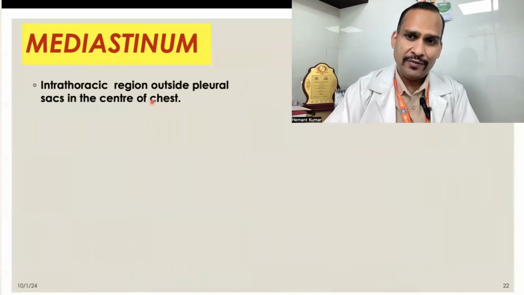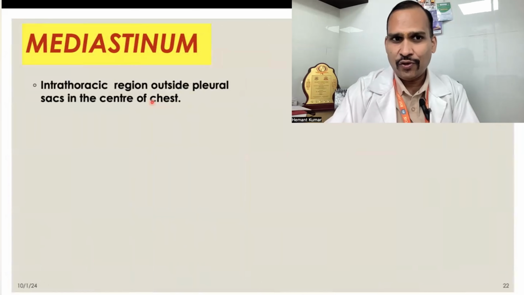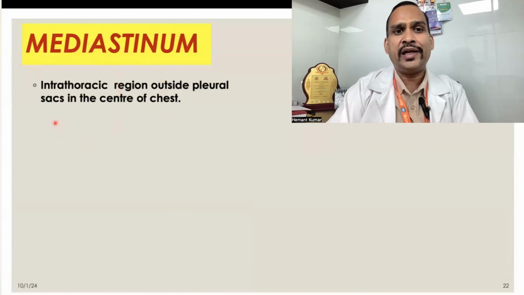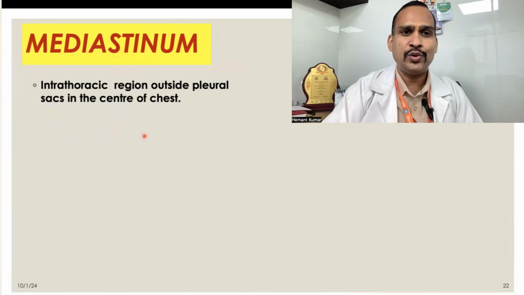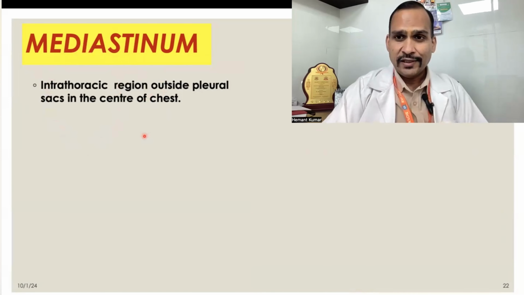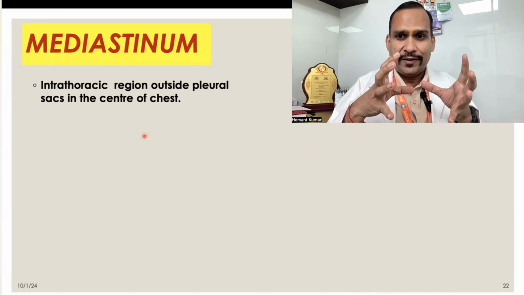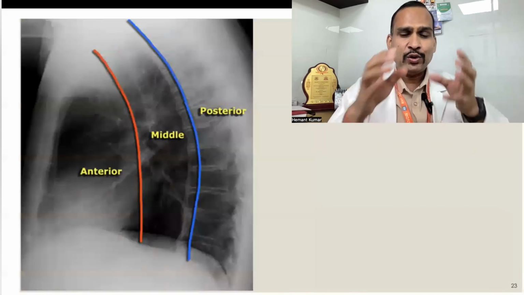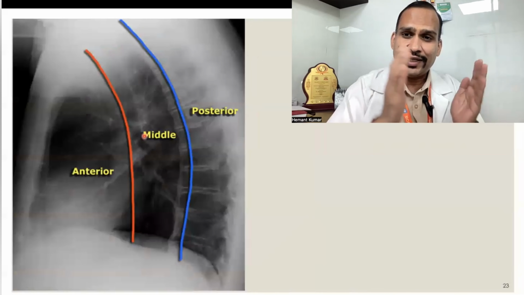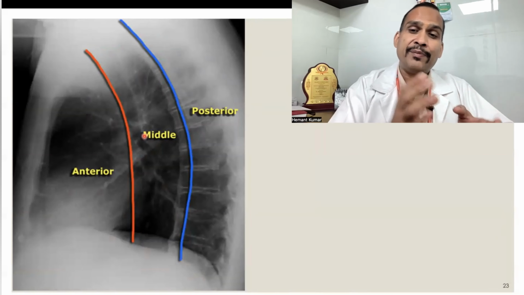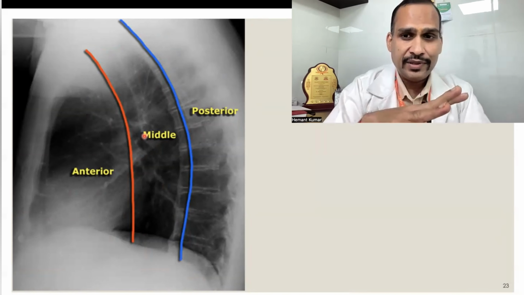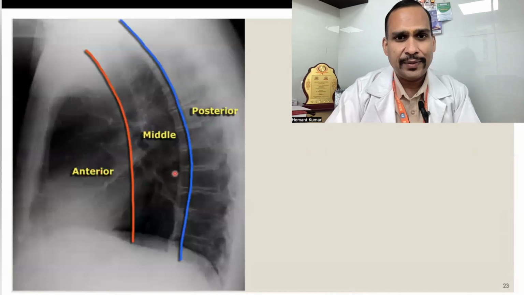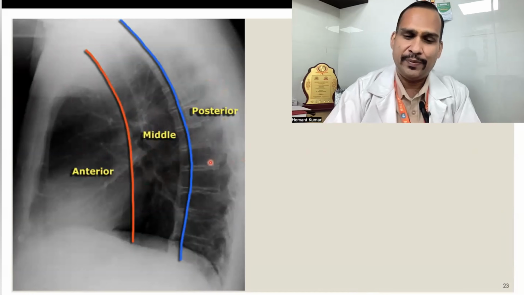Now, after the diaphragm and the chest wall, we move to the mediastinum. What is the mediastinum? This is the intrathoracic region outside the pleural sac in the center of the chest. So the structure between the two lung parenchyma is the mediastinum. If we see the lateral X-ray, as we have read in our MBBS days, the mediastinum has three compartments: anterior compartment, middle compartment, and posterior compartment.